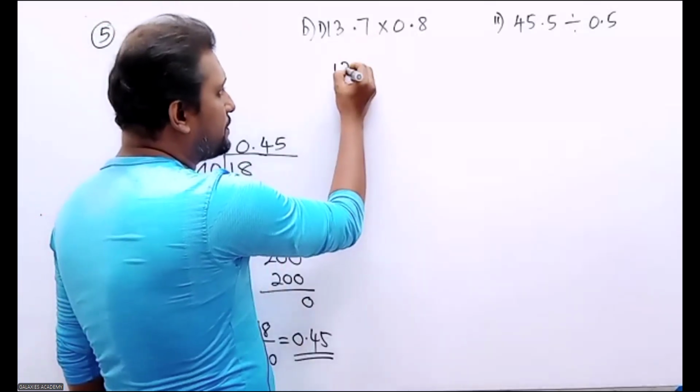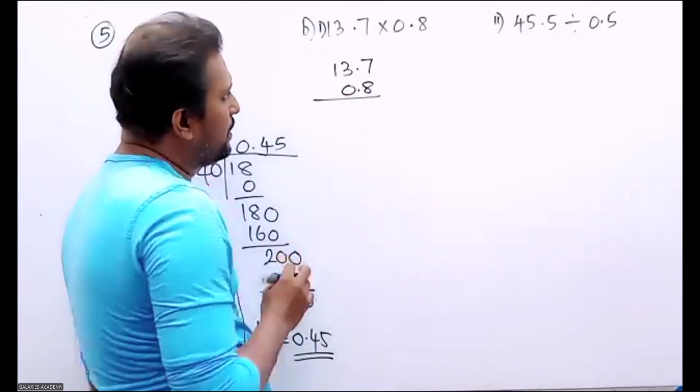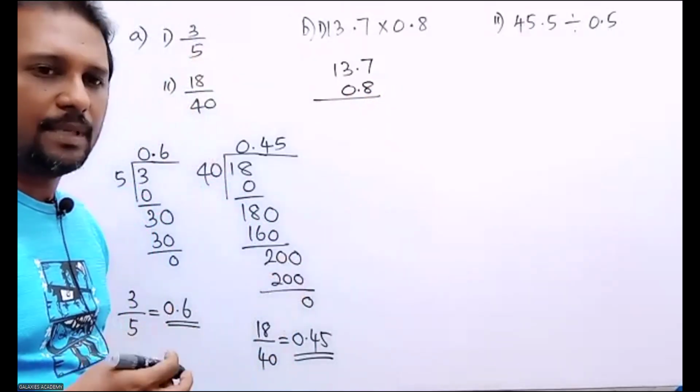13.7 multiplied by 0.8. Right? First you ignore the decimal points.